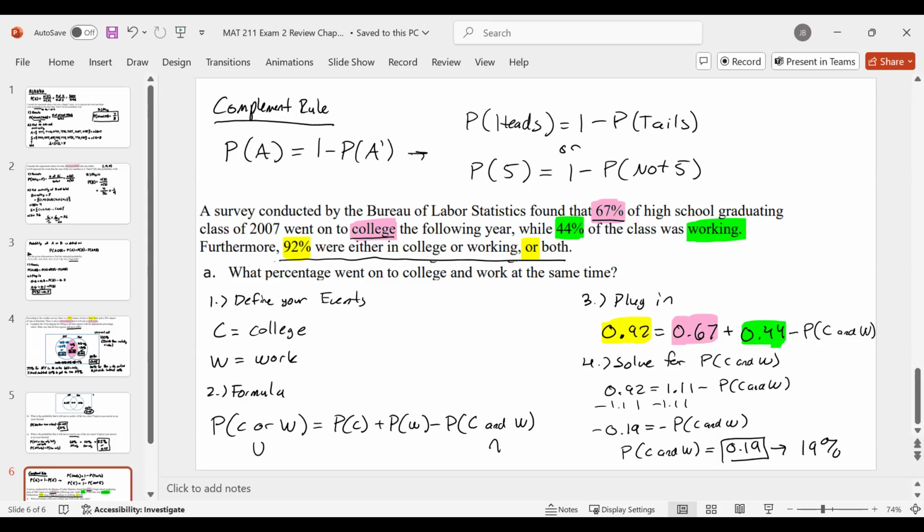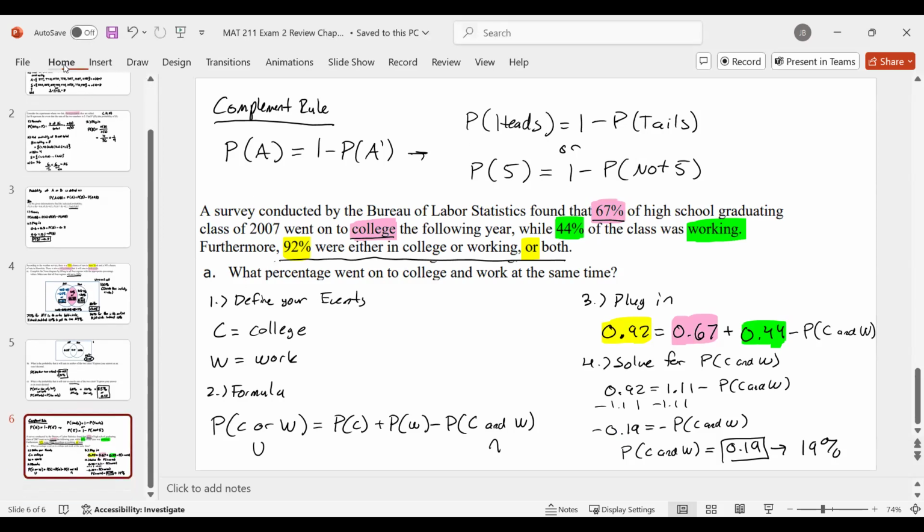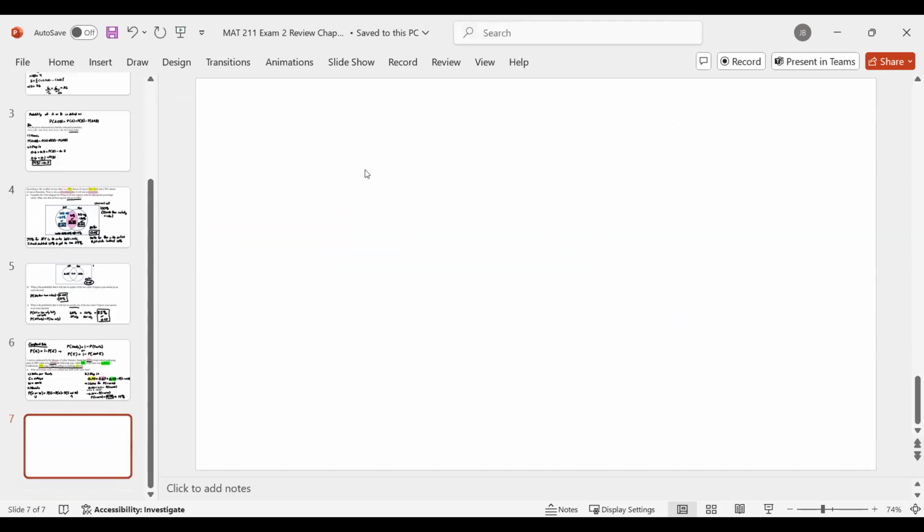Now, again, you could do the Venn diagram if you're a Venn diagram person, which I myself am. I would have made a Venn diagram, filled it out, and then from there, just used the Venn diagram to figure out what the answer is. But if you like the formula, by all means, use the formula. There's nothing stopping you, unless the question says fill out the Venn diagram, then you kind of have no choice. That's kind of the idea.